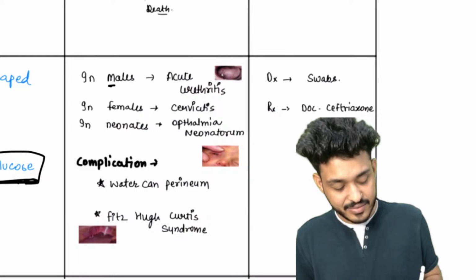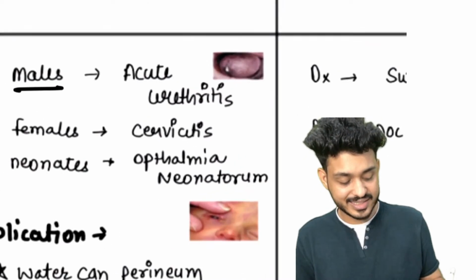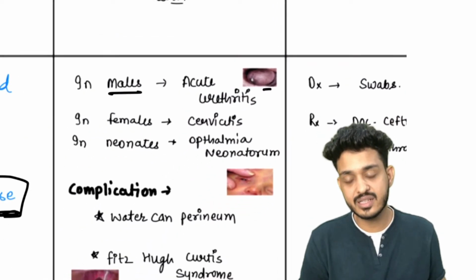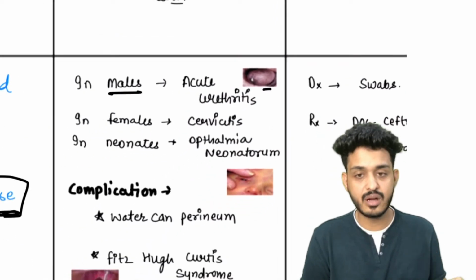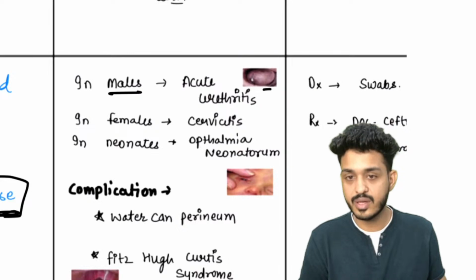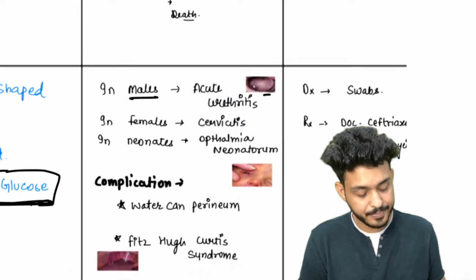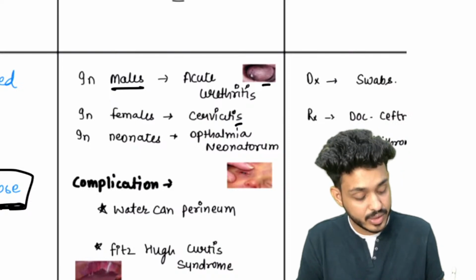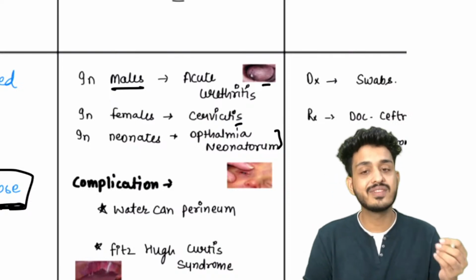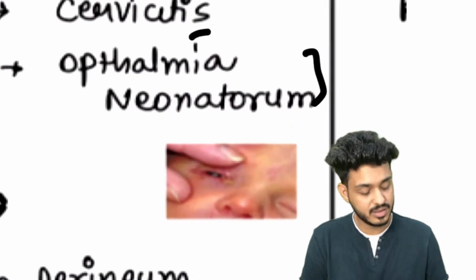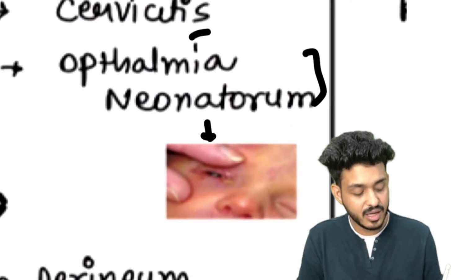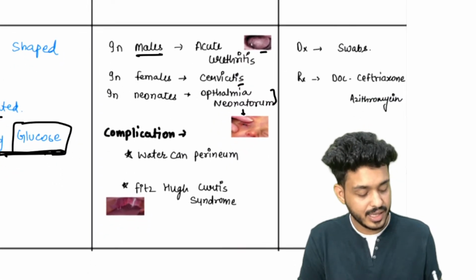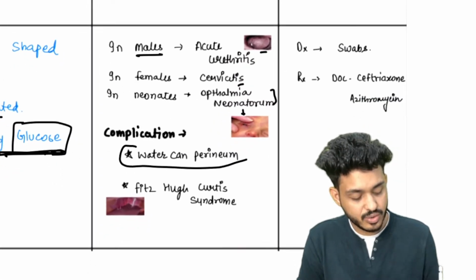In males, it will be causing acute urethritis. Can you see this type of discharge which is coming? That is your acute urethritis. Which kit will you be using from your STD kits? Okay, which kit you will be using for this one? Second, in females, it will be causing cervicitis. Third, in neonates, what will happen? If the mother is having infection, the baby can have ophthalmia neonatorum, that is infection of the eye. Okay, two complications here also we have to remember.